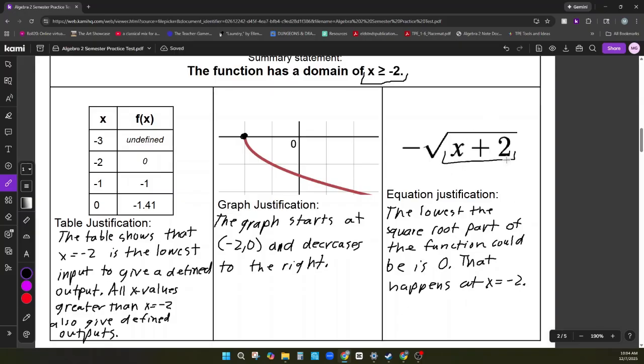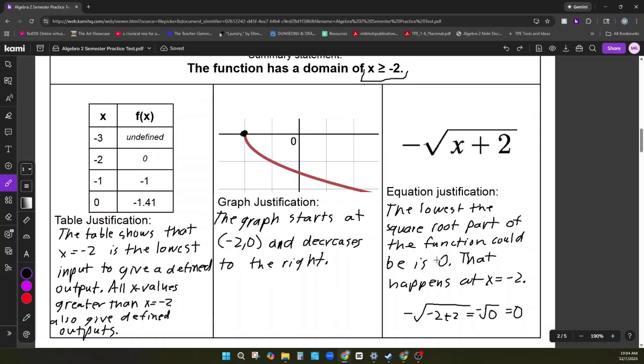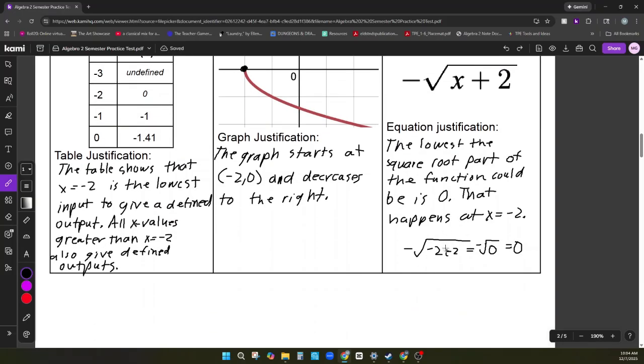I evaluate. Okay, I have x plus 2 under my radical. What plus 2 would give me 0? So when x equals -2, I have -2 plus 2, which gives me the square root of 0, which gives me 0. So this is the lowest output my square root part can be. That means that the lowest x value that works, the lowest x can be, is -2.